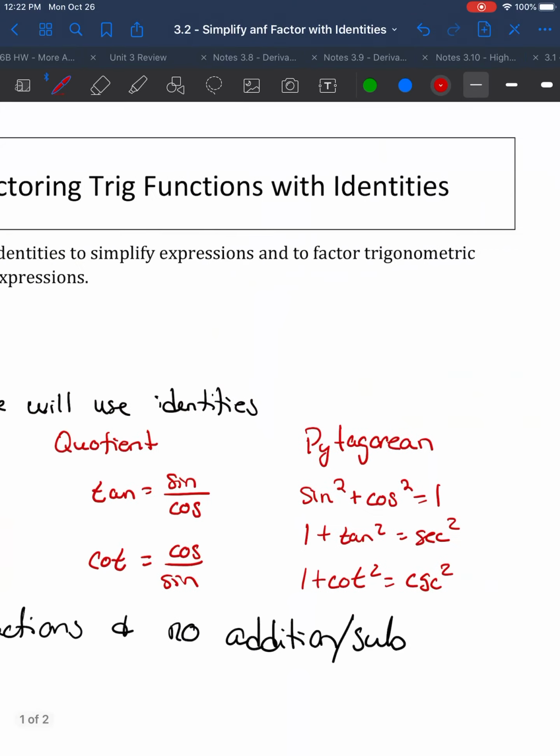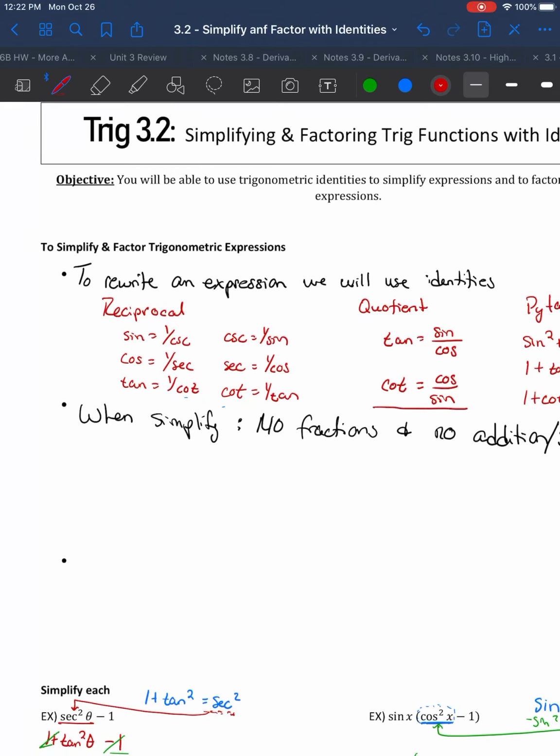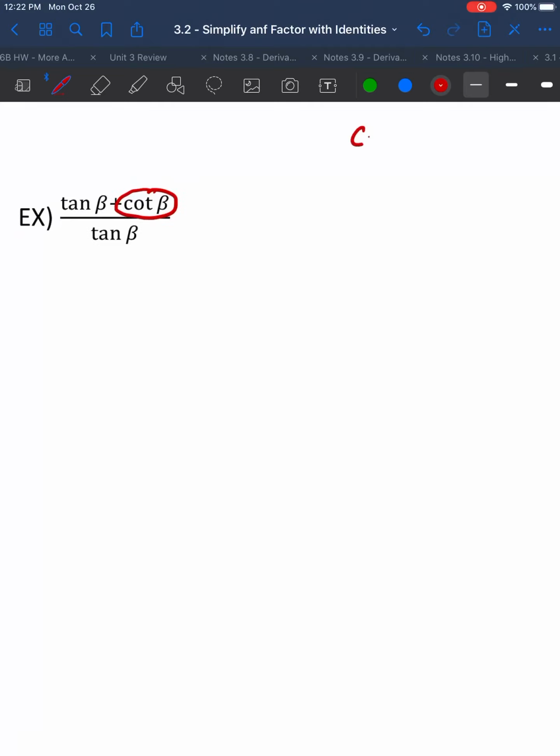So let's look. Okay, I have this identity, cotangent is cosine over sine. I also have this identity that says cotangent is equal to 1 over tangent. Well, hey, everything else in my problem is a tangent, so maybe let's use this one. Let's play with this for a little bit and see if we get anywhere.